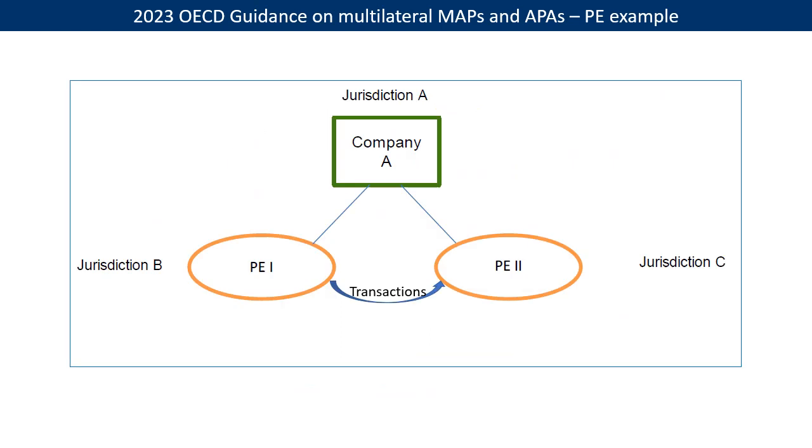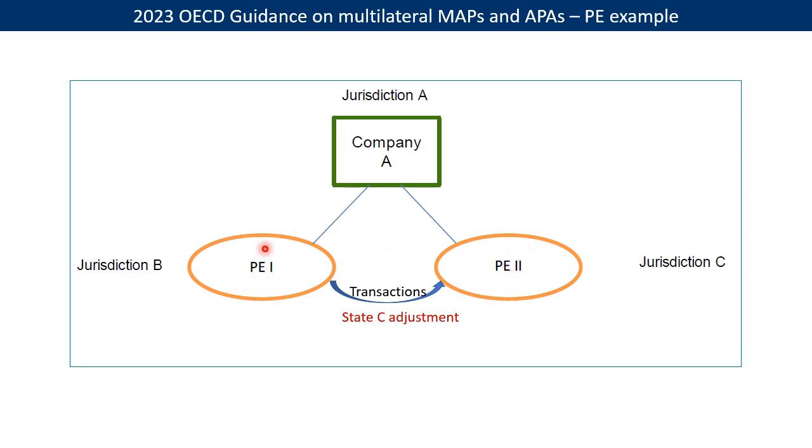And then we get to a more realistic issue, I think, and that is if you've got company A, which has PEs in jurisdiction B and in jurisdiction C, and PE1 makes transactions with PE2, and PE2 makes an adjustment to the transaction between PE1 and PE2.